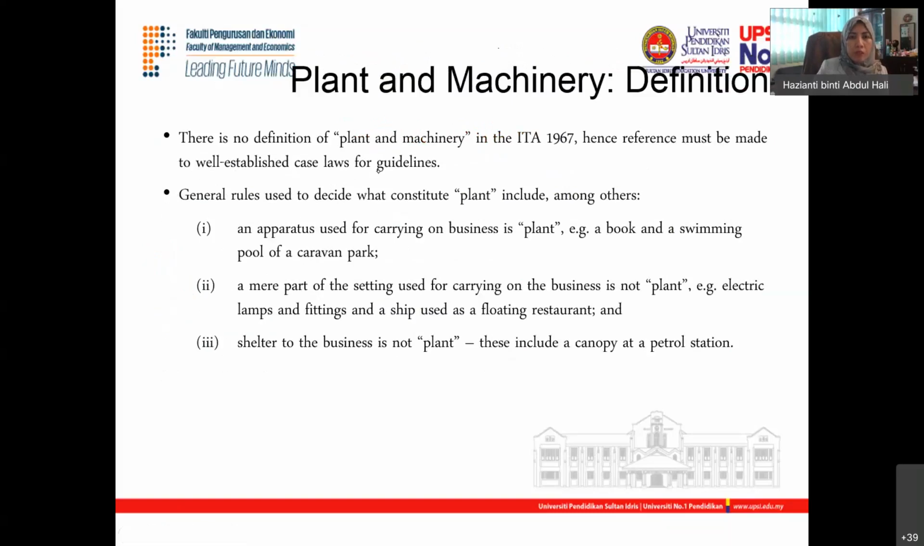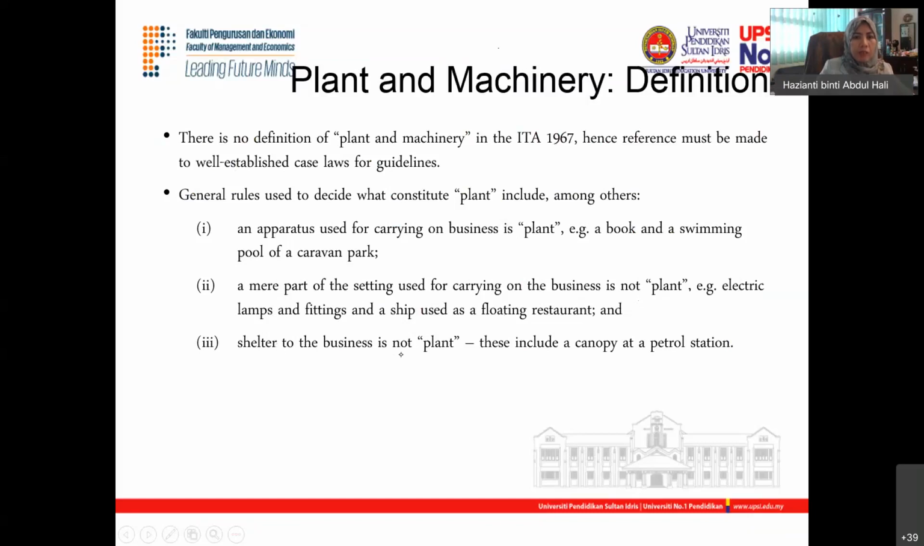Okay. So for plant and machinery, again kita dah tengok tadi the definition dia. Okay. General rules. Plant include among others an apparatus used for carrying on a business is plant. A mere part of the setting used for carrying on the business is not plant. For example, electric lamps and fitting and a ship used as a floating restaurant, itu bukan plant.